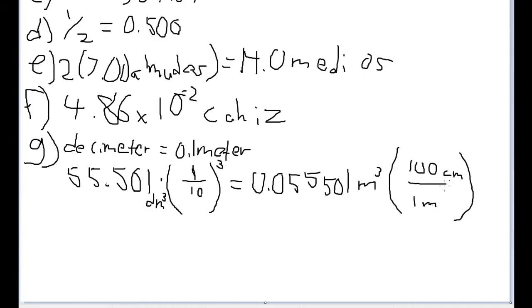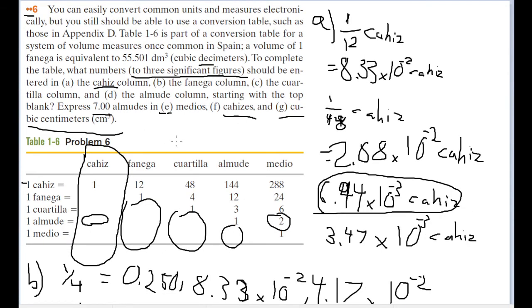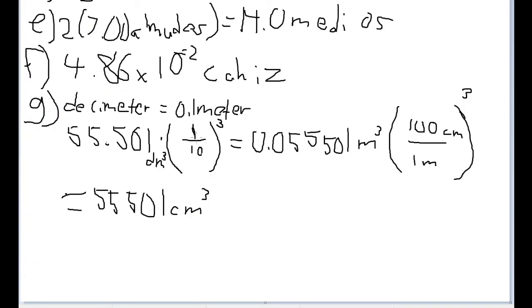So let's do that little conversion here. The conversion everyone knows, except once again we have to cube it because we're dealing with volume. And cube it, and the answer we get then is that it's equal to 55,501 centimeters cubed. Keep getting that mixed up. So this is the conversion we're given here. So if one fanega is equal to 55.501 cubic decimeters, then a fanega is also going to be equal to this many cubic centimeters. So now we have all the information we need to easily solve this problem.